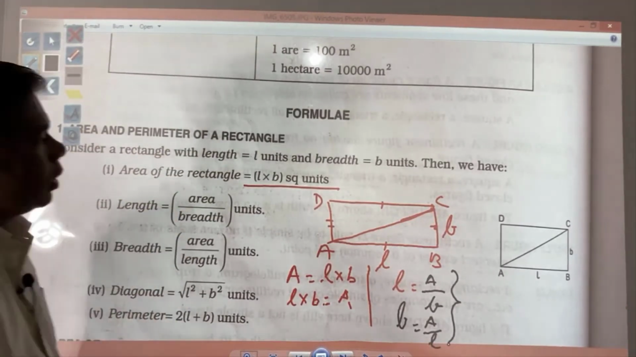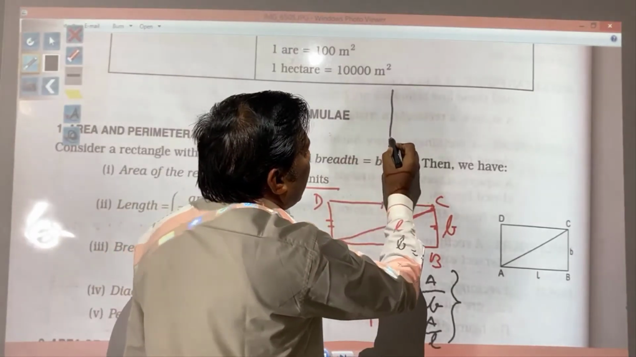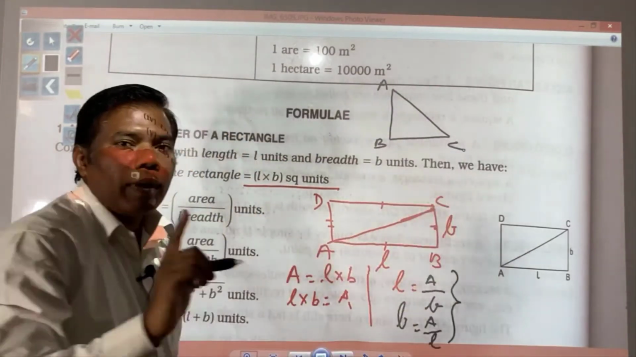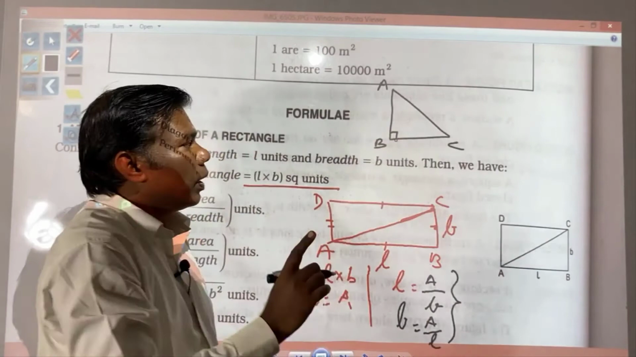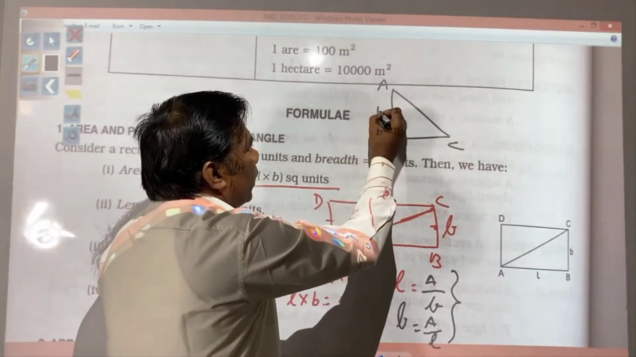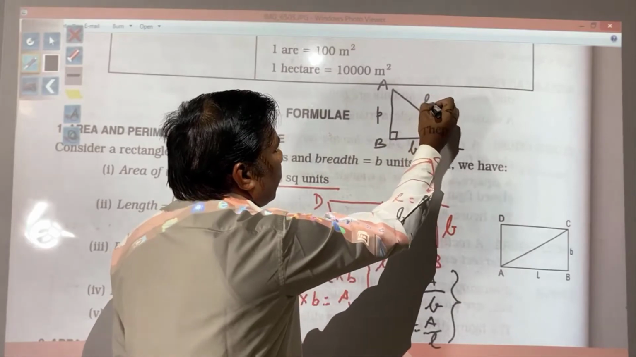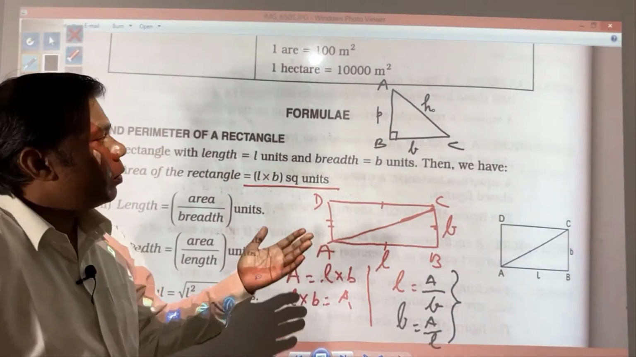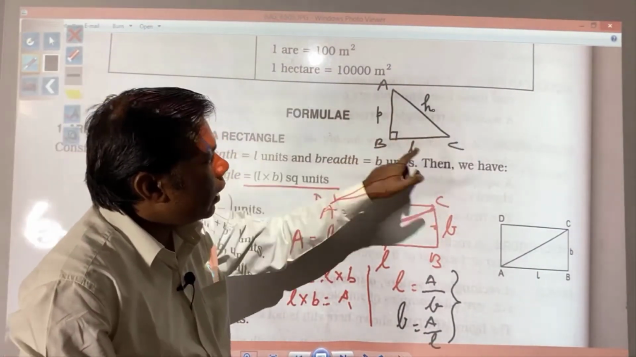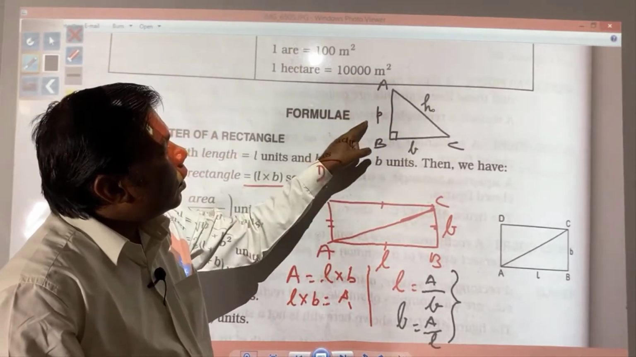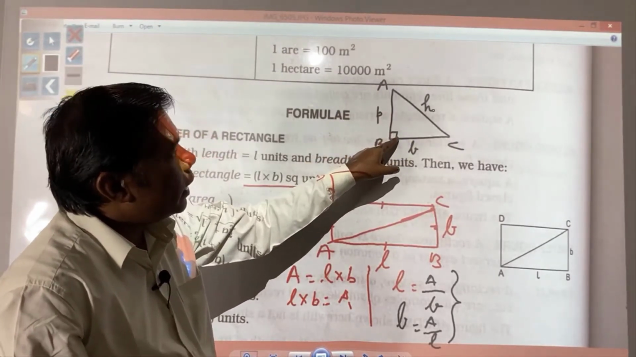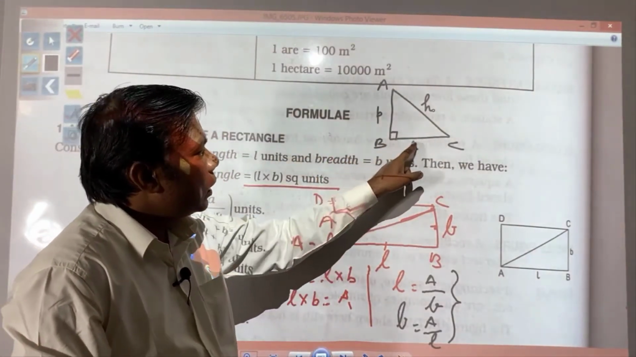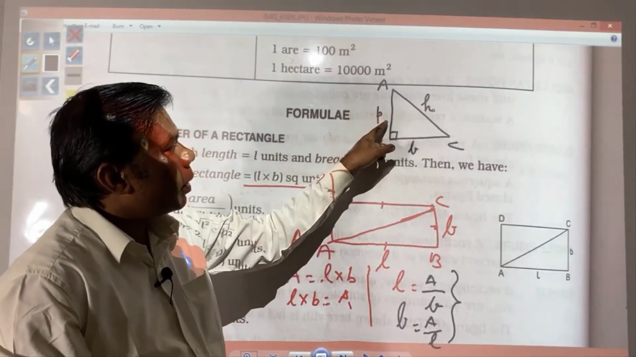Now it comes to the diagonal. So one thing you remember, if you have a right angle triangle A, B, C, where suppose one angle is 90 degree, this is called perpendicular, this is called base, and this is called hypotenuse. This we will learn in upcoming classes. If this is a right angle triangle, one angle is 90 degree, then opposite to 90 degree, whichever side you have, that will be called hypotenuse. This will be called base, and this will be called perpendicular.